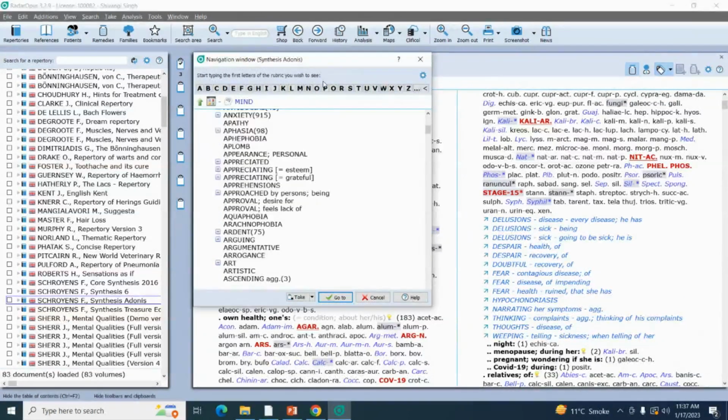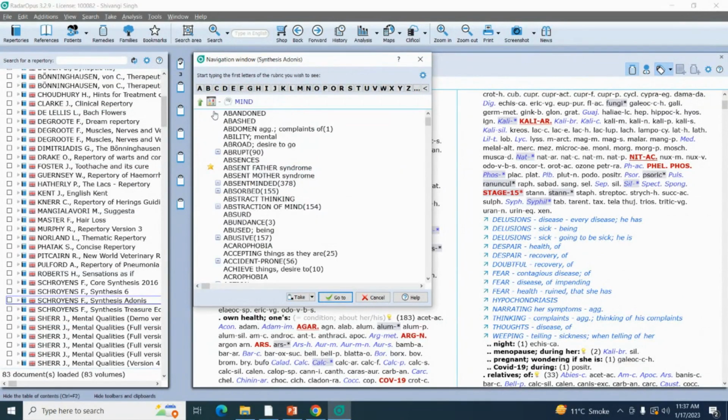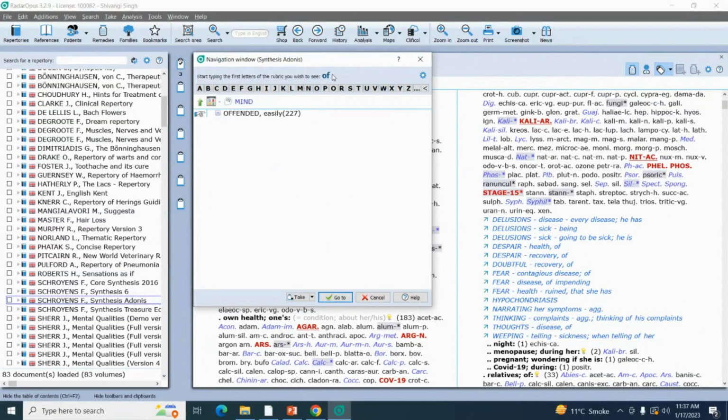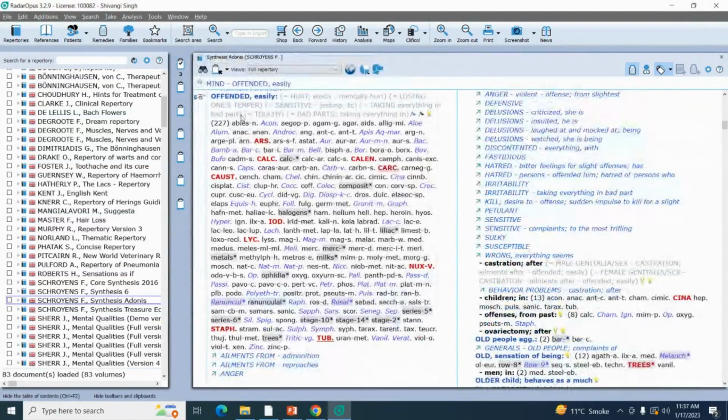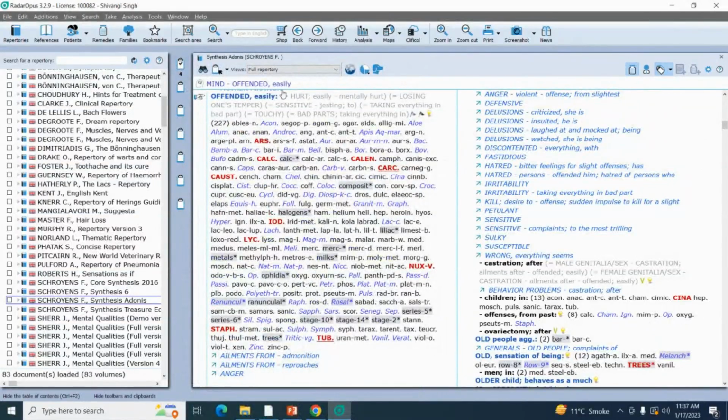I'm going to take my next symptom. Next symptom, my patient is offended easily. Offended is also a mental symptom, going to the Mind chapter again. Offended easily. Now my rubric has opened on my main display screen from Mind chapter. Offended easily is my rubric. Now I'm going to add this rubric to my clipboard with the help of the dragging and dropping method like this. Now my rubric has been added to my clipboard.